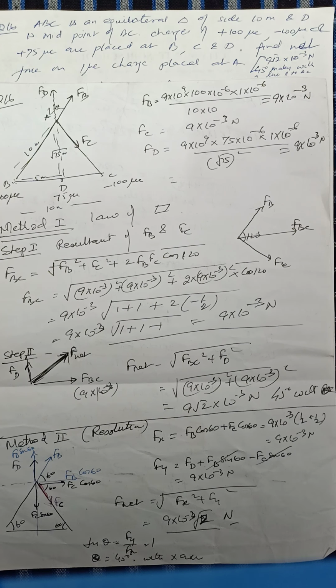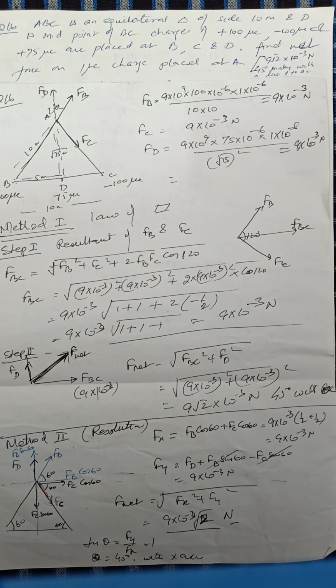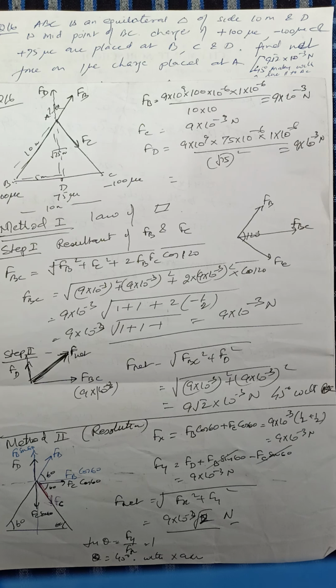Now come to question number 16. It says that ABC is an equilateral triangle of side 10 meter and D is the midpoint of BC. Charges of plus 100, minus 100 microcoulomb and plus 75 microcoulomb are placed at B, C and D respectively. Find the net force on a 1 microcoulomb charge placed at A.